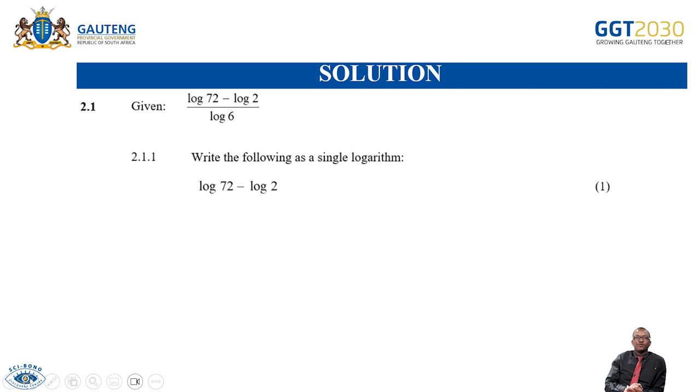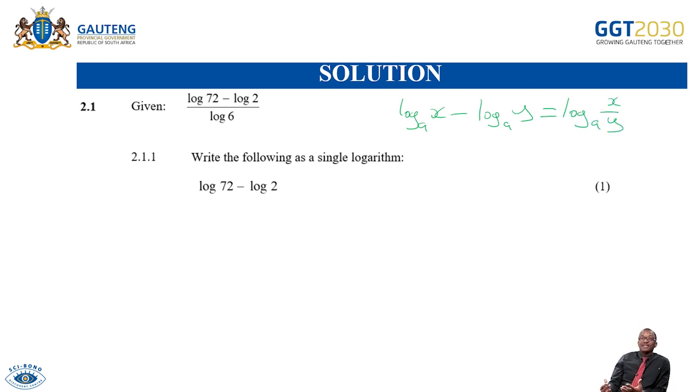2.1.1, write down the following in a single logarithm. Remember, if you have log base a of x minus log base a of y, we can write it as log base a of x over y. That is how we're going to write it in a single form. It means in a single form, we're going to now combine them.